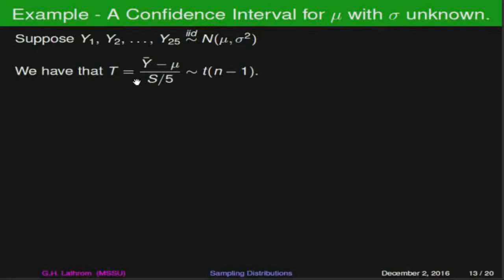And then, since we don't know sigma, we will go to the t family. So we have our random variable t being y bar minus mu over the sample standard deviation, so the square root of the sample variance over 5. Where does the 5 come from? The square root of 25. And we know that's going to be distributed with a t distribution with actually 24 degrees of freedom.